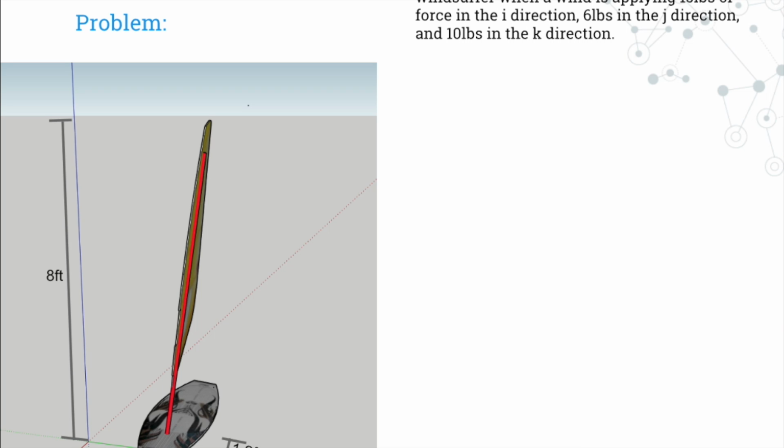And for our particular case, we are going to establish X as the green axis, Y as the blue axis, and Z as this red axis. Let's understand the picture real quick. So we can see from this diagram that the boom, this red pole right here, is going up in the Y direction 8 feet, protruding in the X direction positively by 3 feet, and going backwards in the Z direction 1.2 feet, making it negative.